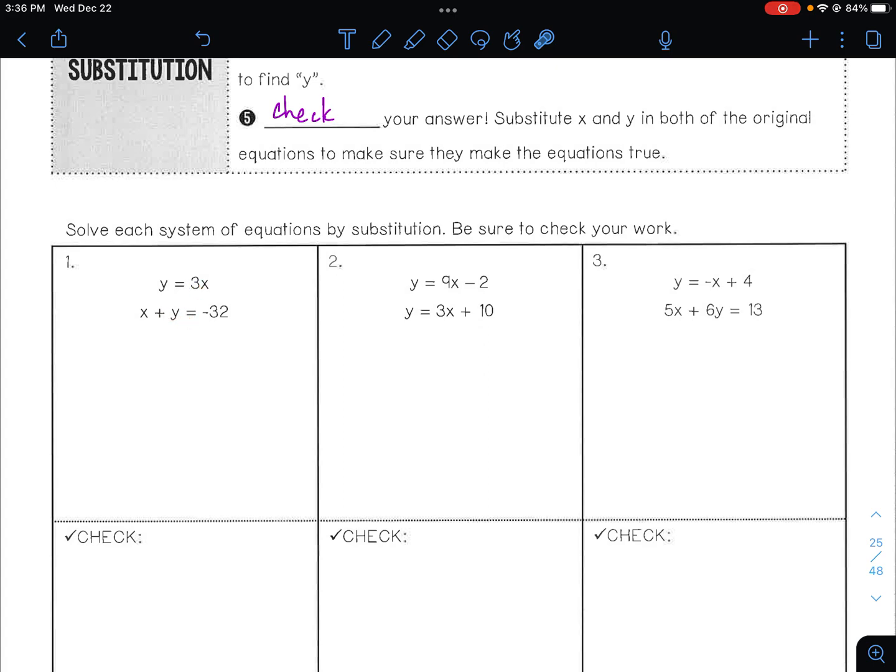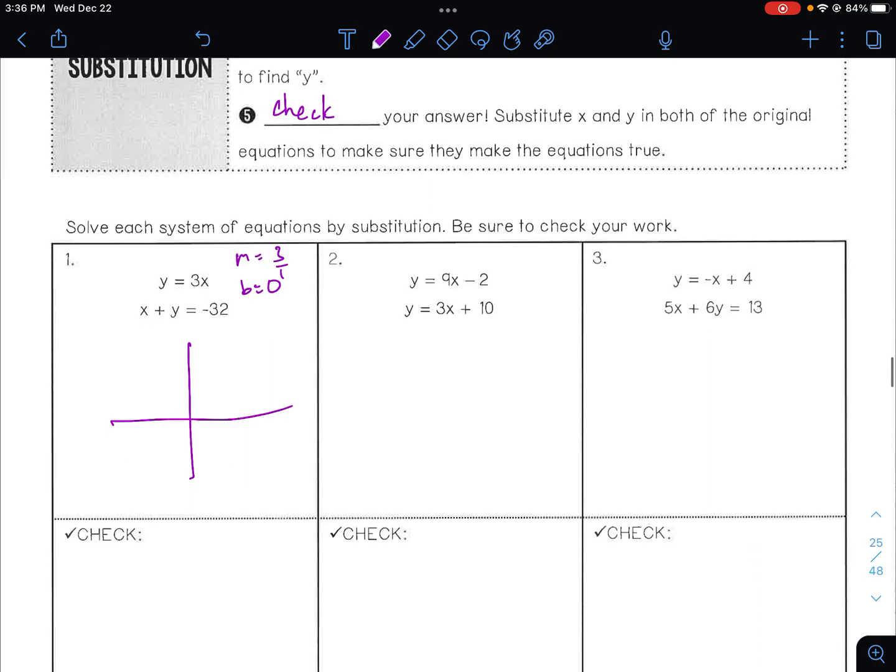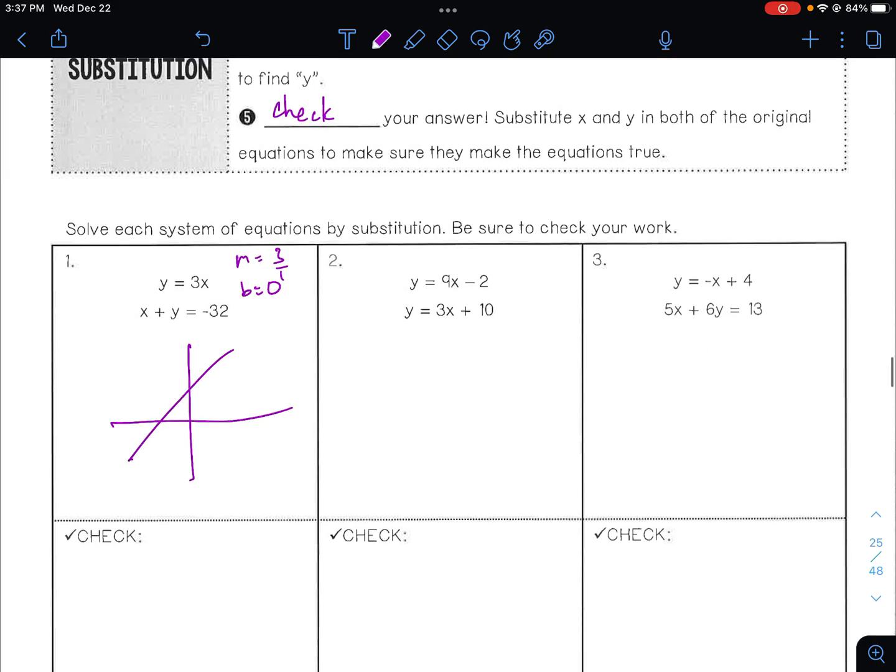So we're not going to graph. They don't give us a graph. If we wanted to graph, we could say this has a slope of 3 over 1 and a y-intercept of 0, and the other one you have to figure out, and then graph those lines. But we're not going to do it that way. We're going to solve using substitution.